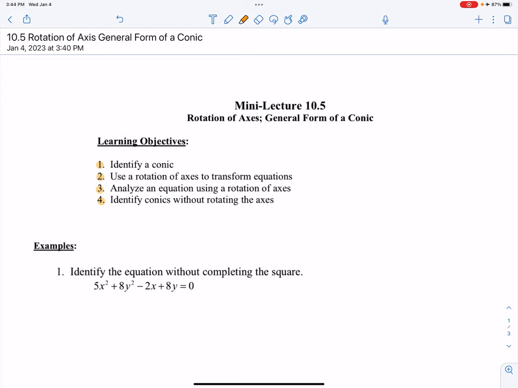Number 3, that objective is done more throughout the text. So if you need more clarification on that, go ahead and reference the text, which you should have already completed your reading on.